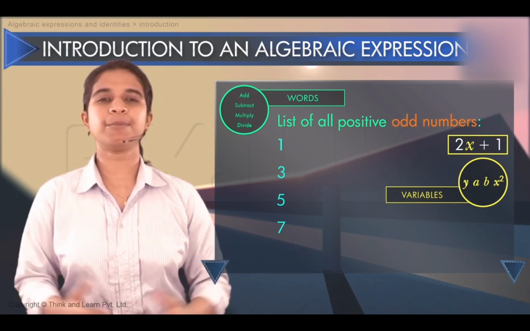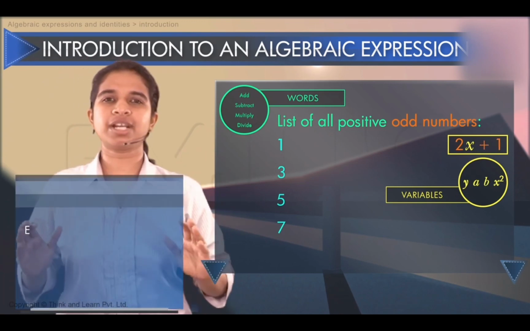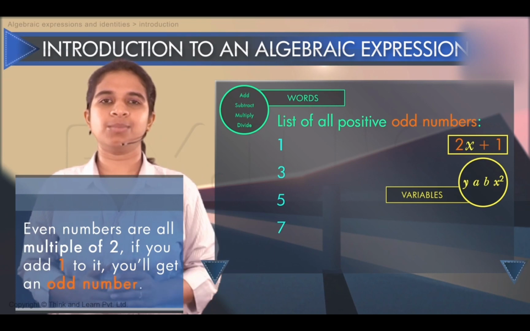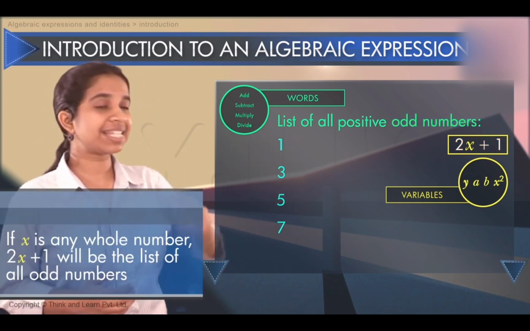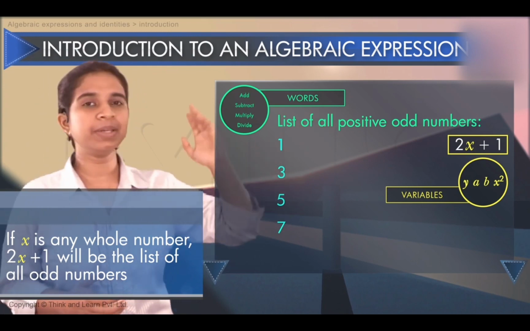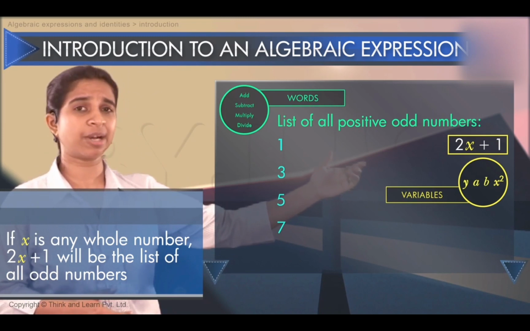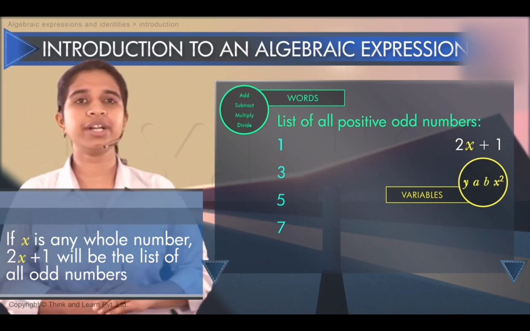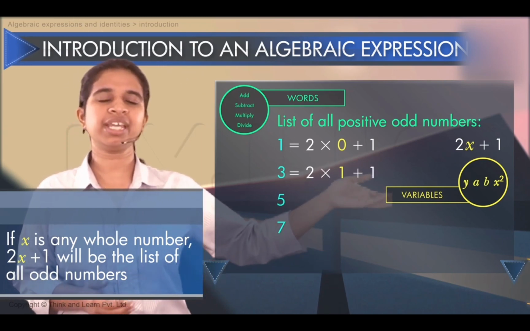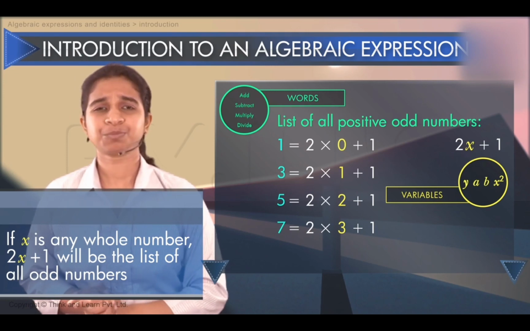2x + 1? What are odd numbers? Odd numbers are any multiple of 2 plus 1. That's an odd number. Even numbers are all multiples of 2. If you add 1 to it, you'll get an odd number. That's the logic that we used. If x is any whole number, 2x + 1 will be the list of odd numbers. Correct? Because you're taking a multiple of 2. 2x is nothing but a multiple of 2 and you're adding 1 to it. If x is 0, you'll get 1. If x is 1, you'll get 3 and so on. For different values of x, you'll get the entire list.